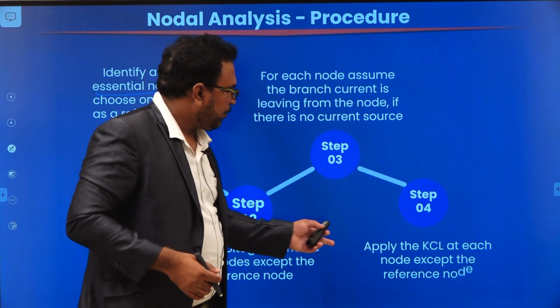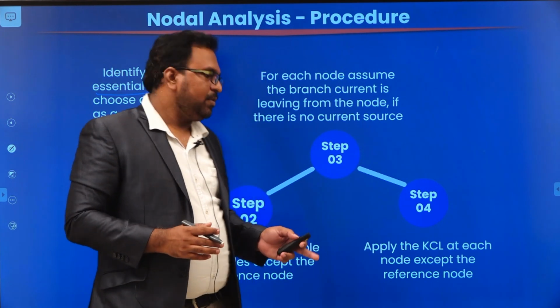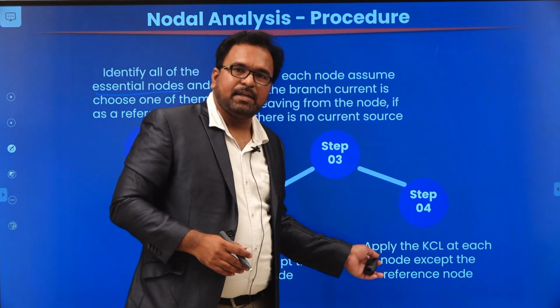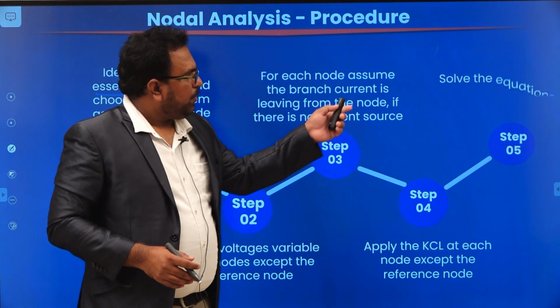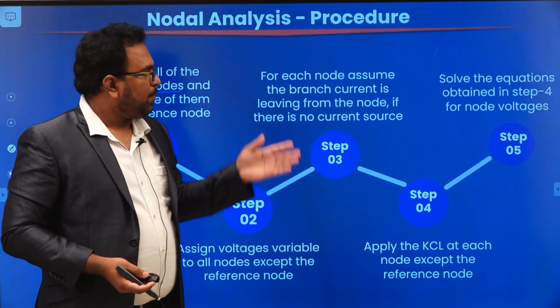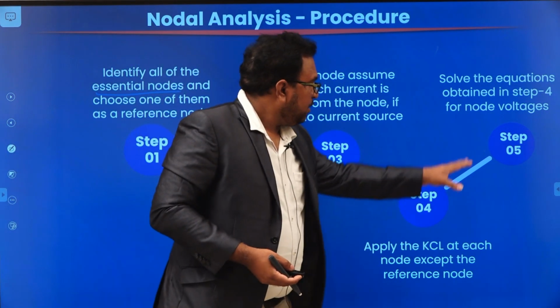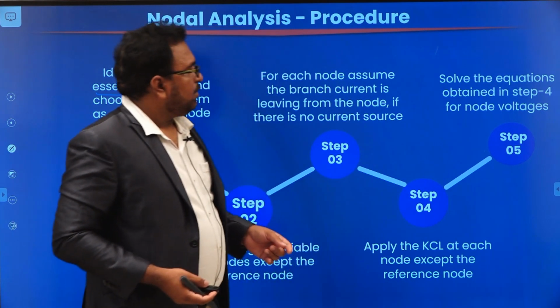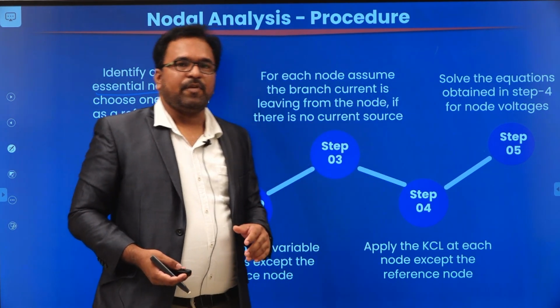Coming to step 4, we apply KCL at each node. Except the reference node, we apply KCL at each and every node. Finally, in step 5, we solve the equations obtained in step 4 for the node voltages. So the voltage equations that we got in step 4 are solved in step 5.